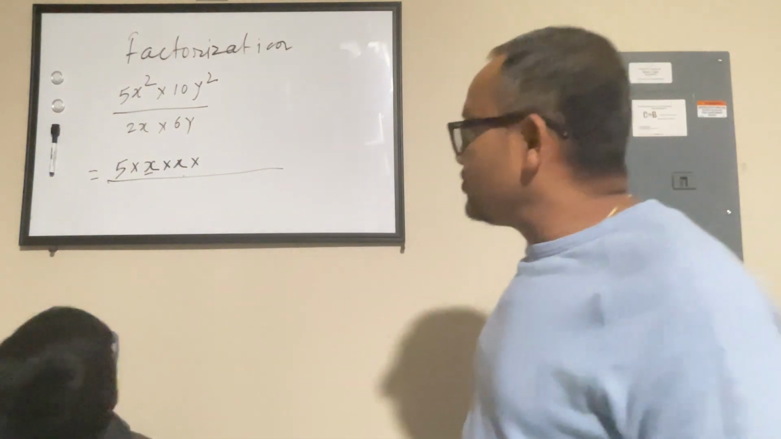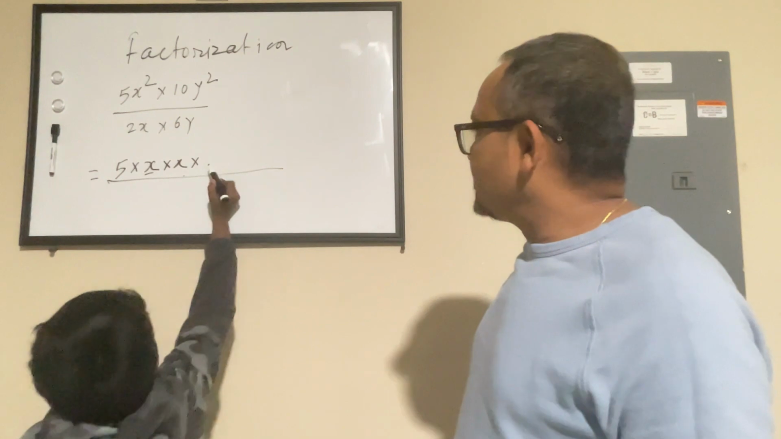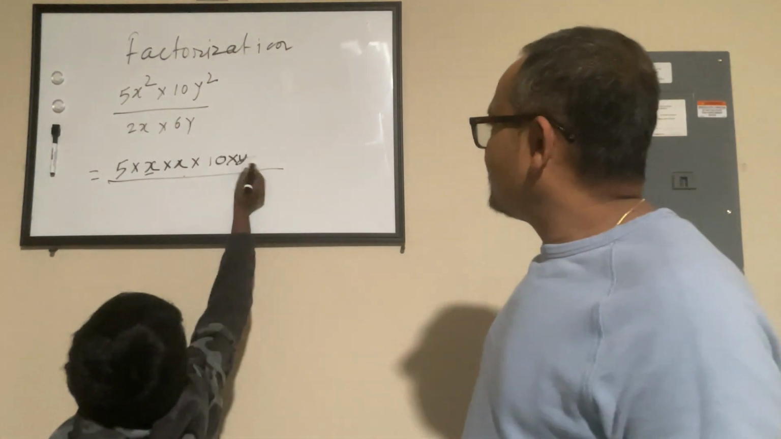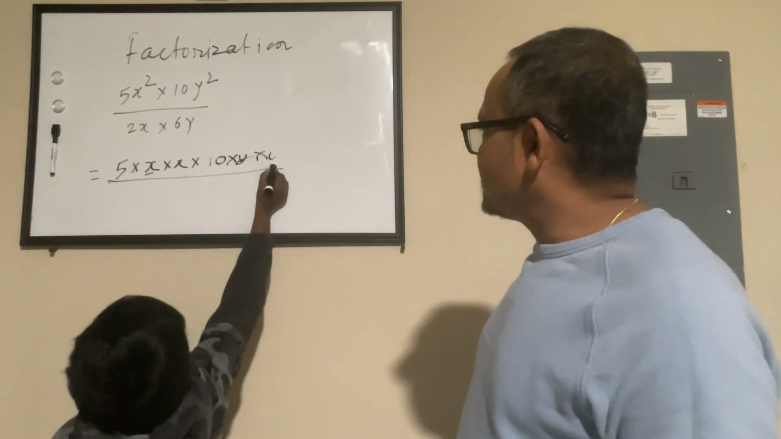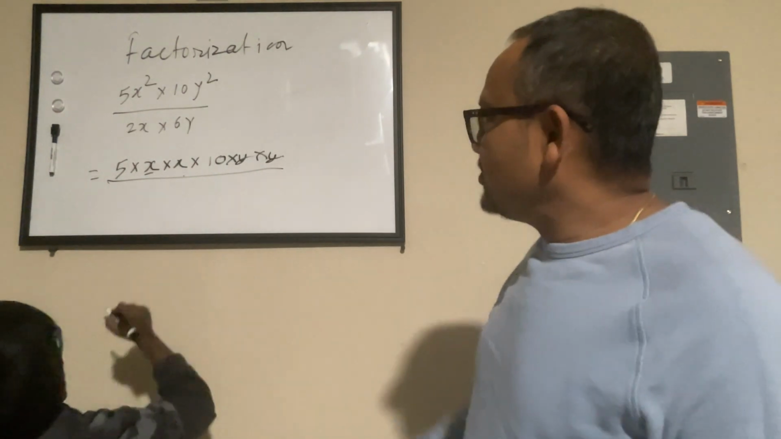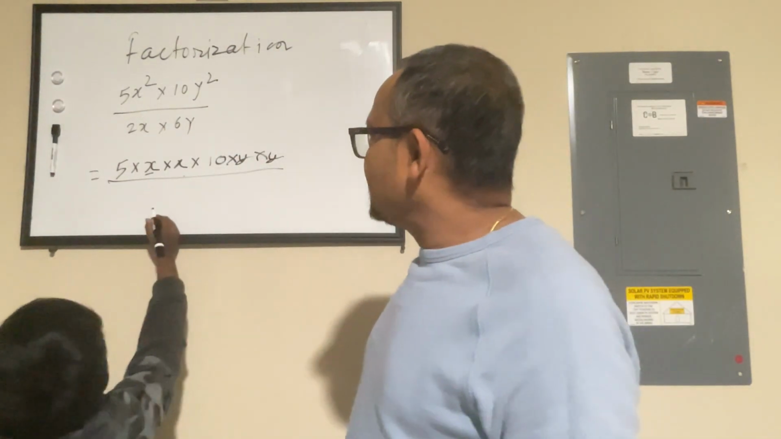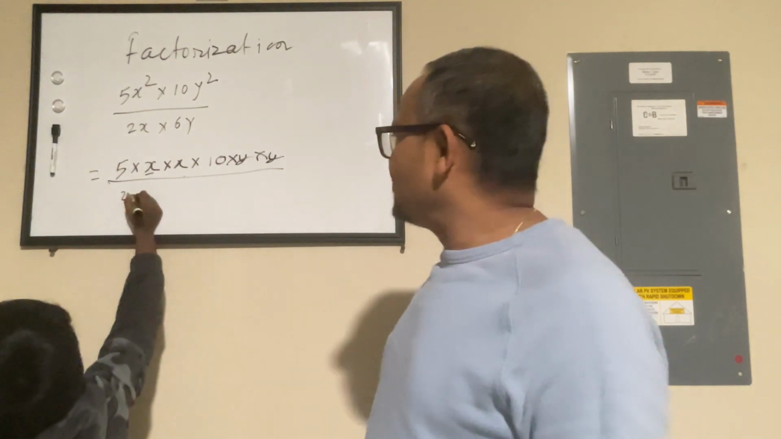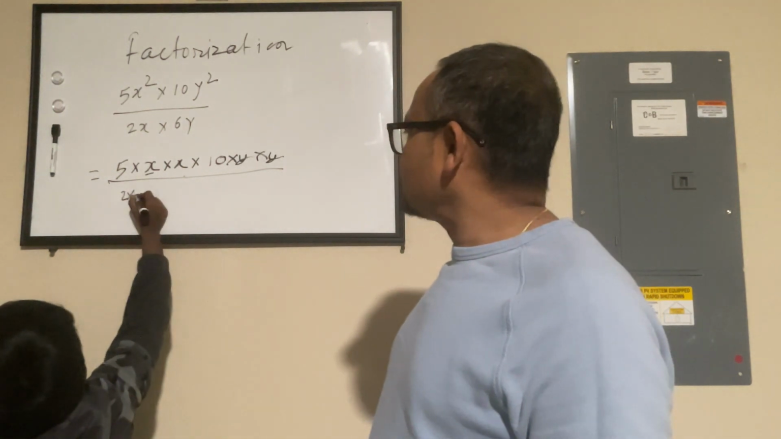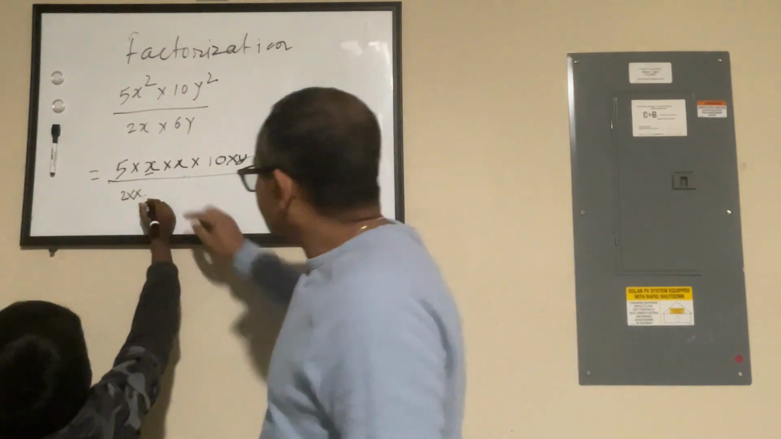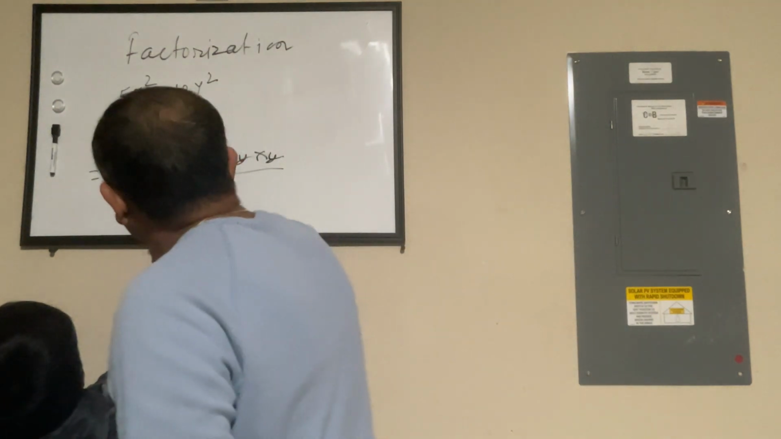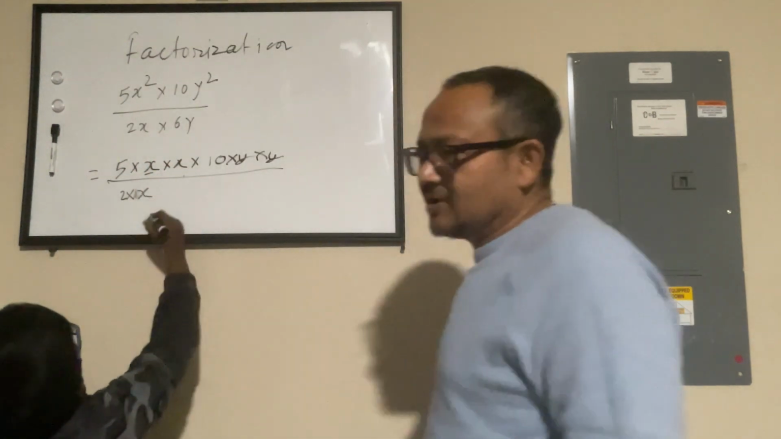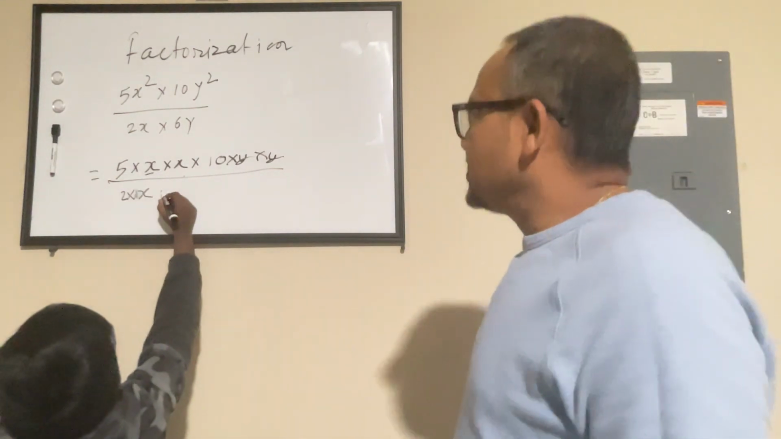So 10y square, how can you break it? You can write 10 into y into y. Very nice. Very good. Now 2x. Can you break this? It becomes 2 into x. Very nice. Okay, so write it a little differently. Then 6y. You can break it: 6 times y.